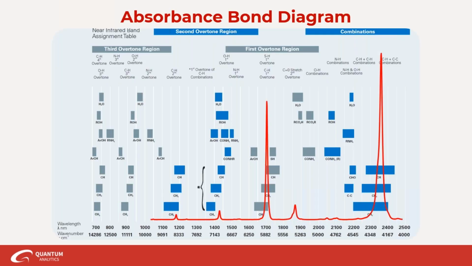So what we have here is an absorbance bond diagram. These are different bonds, overtones, and combinations, and near-infrared spectroscopy requires the use of multivariate data analysis to extract the desired information that you want. Why is that? If you look here, there's a lot of overlap between the different chemical bonds. So if you're measuring the absorbance at a single wavelength, you can't really tell exactly which bond is causing the change in the absorbance. So how do you get around that, or get the information that you're looking for?